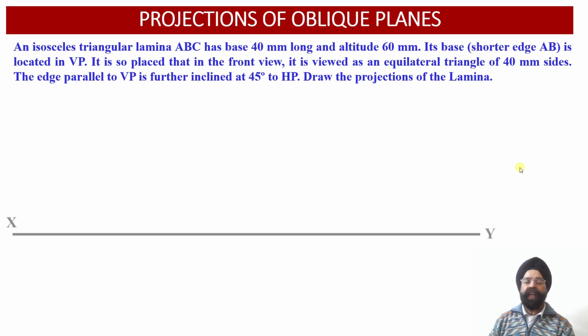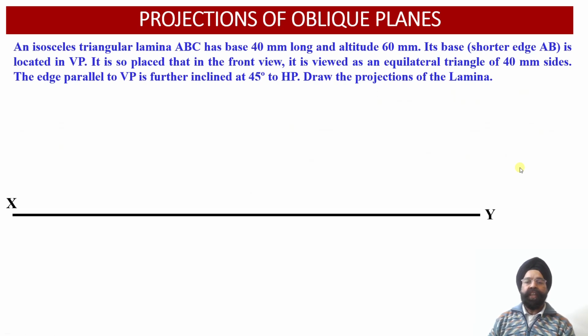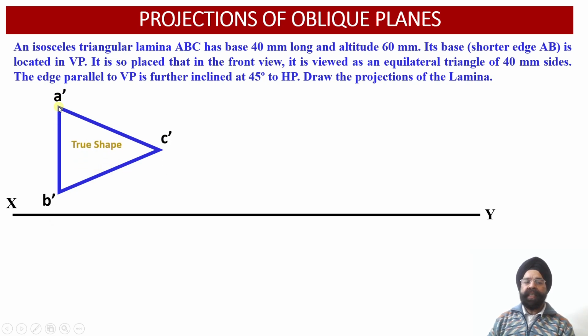Now let us proceed with the evaluation of the orthographic projection. As we have discussed, since this lamina is contained by the vertical plane to begin with, we are going to get the front view projections onto the vertical plane, which are going to provide us with the true shape projections of this lamina. Now here we have 40 millimeter, the length of the base. So we have to draw this 40 millimeter distance perpendicular to the XY reference line.